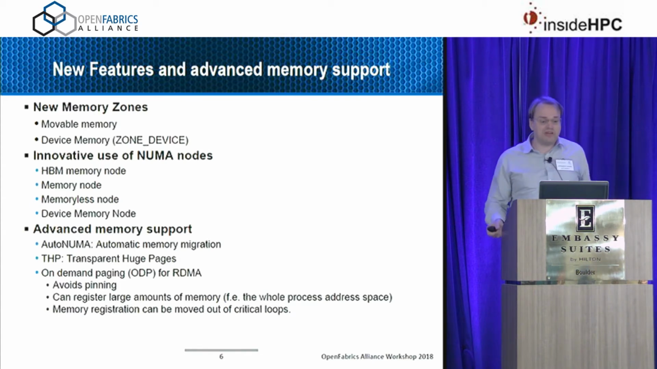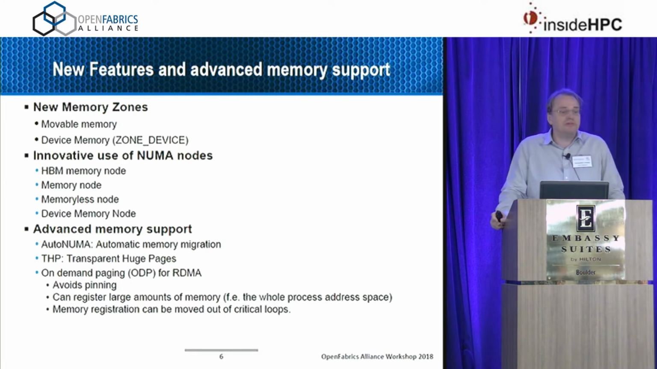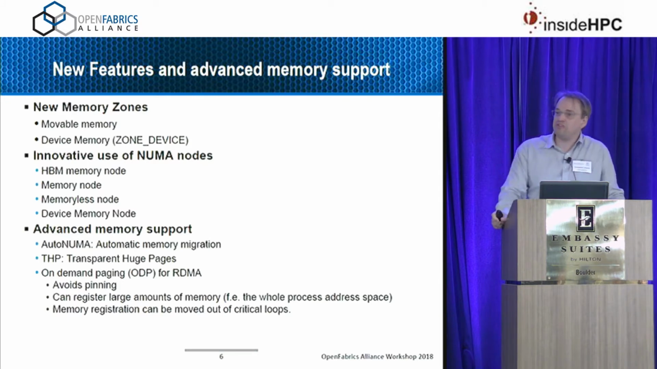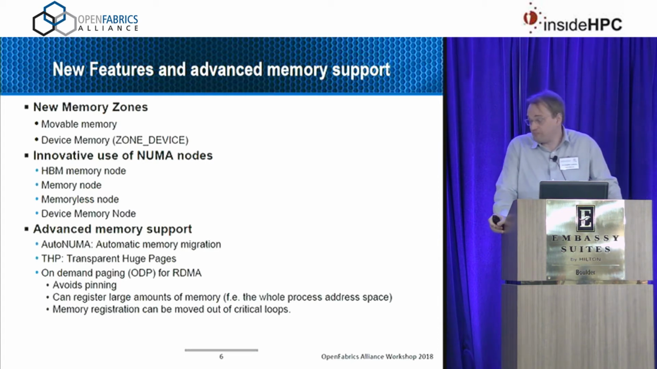Then we get an innovative use of NUMA nodes. For example, one vendor used HBM and defined HBM memory as an additional NUMA node that had no processors. With that, you are able to target allocations to your HBM node, and you can then code your apps so that they can exploit the characteristics of HBM memory.